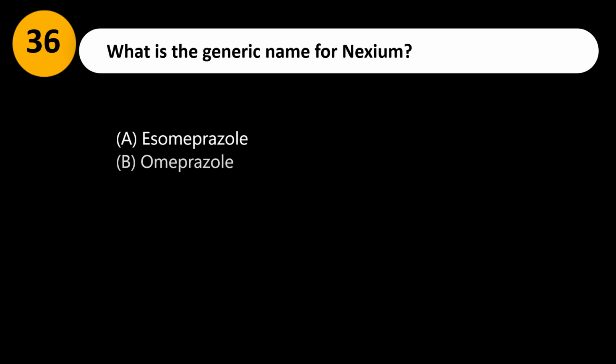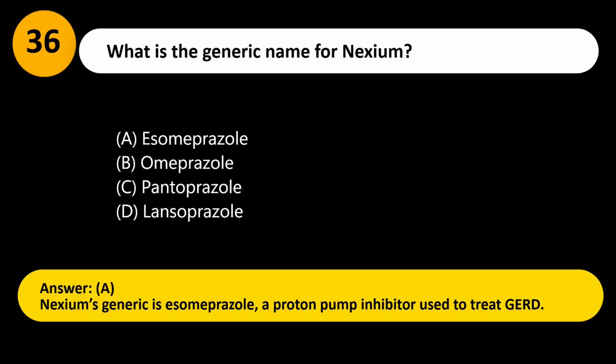What is the generic name for Nexium? A. Esomeprazole. B. Omeprazole. C. Pantoprazole. D. Lansoprazole. Answer, A. Nexium's generic is esomeprazole, a proton pump inhibitor used to treat GERD.